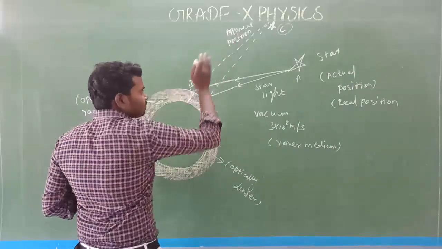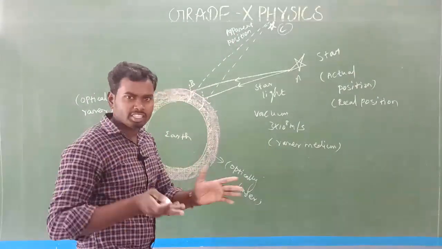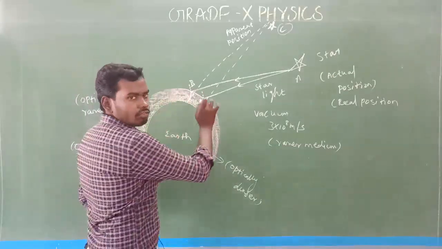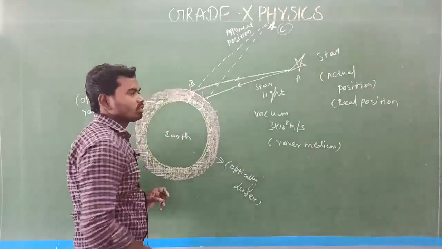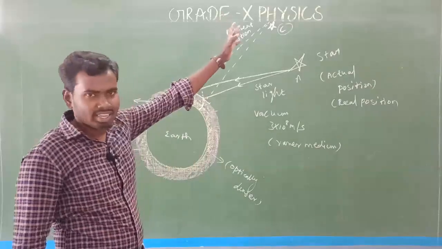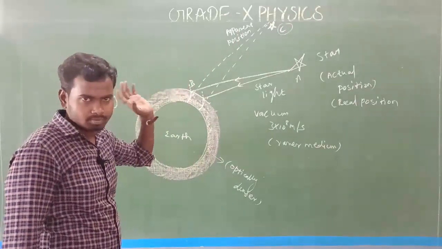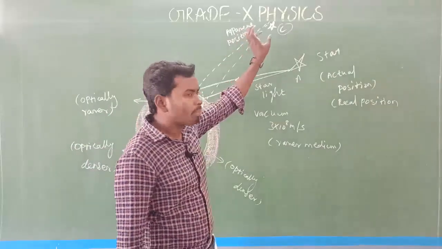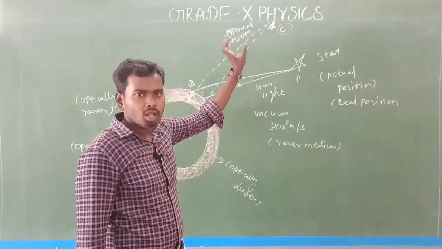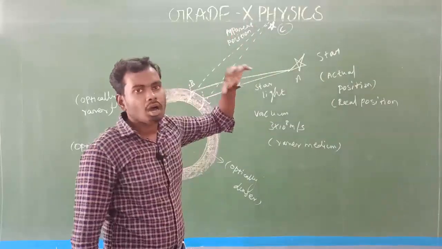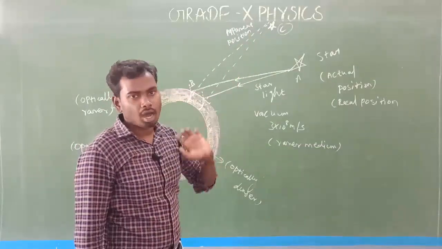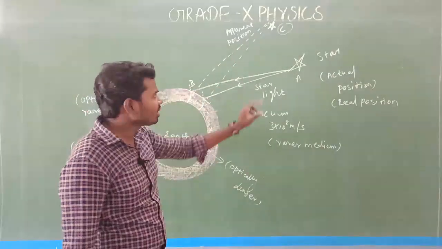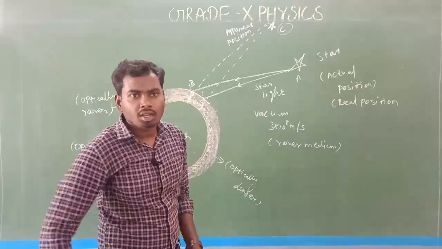If we extend these two refracted rays, that is an imaginary line, we have to imagine there is none. If we extend these two refracted rays backwards, somewhere over the Earth's surface, the two refracted rays appear to meet at a single point. There will be starlight. That is the apparent position of the star. What is that? That is the apparent position of the star.